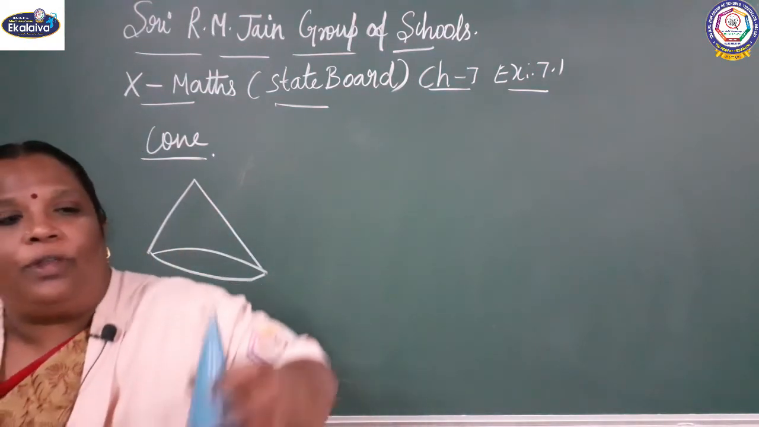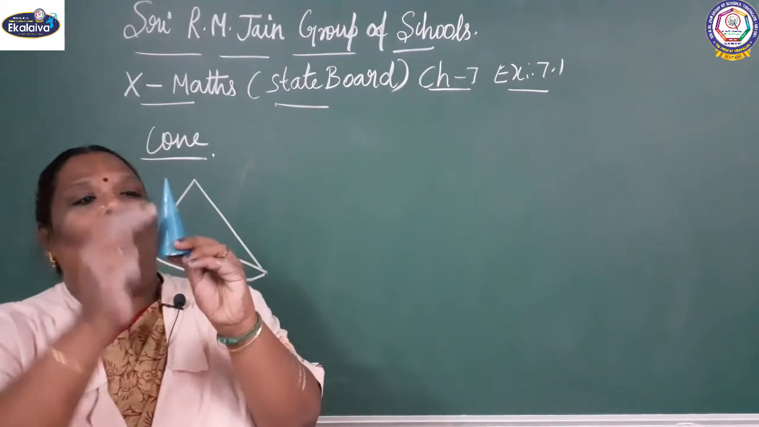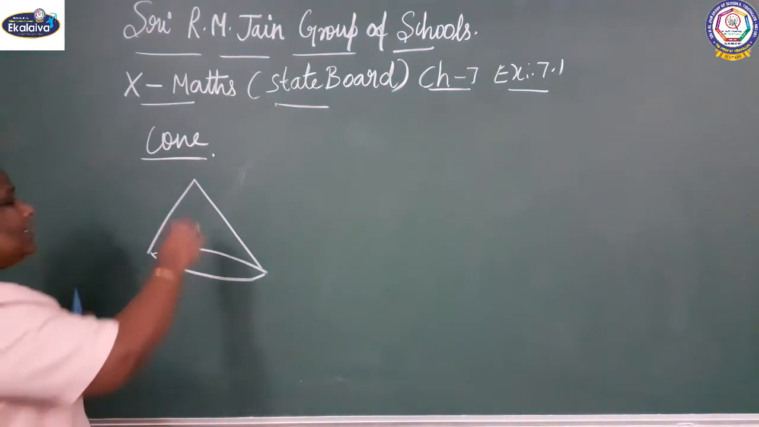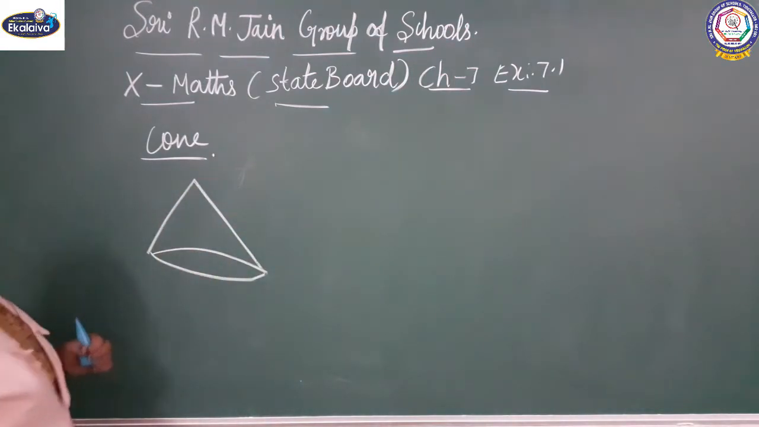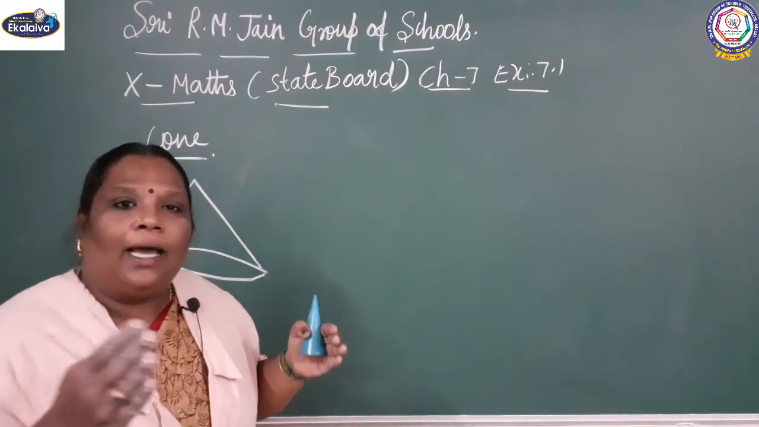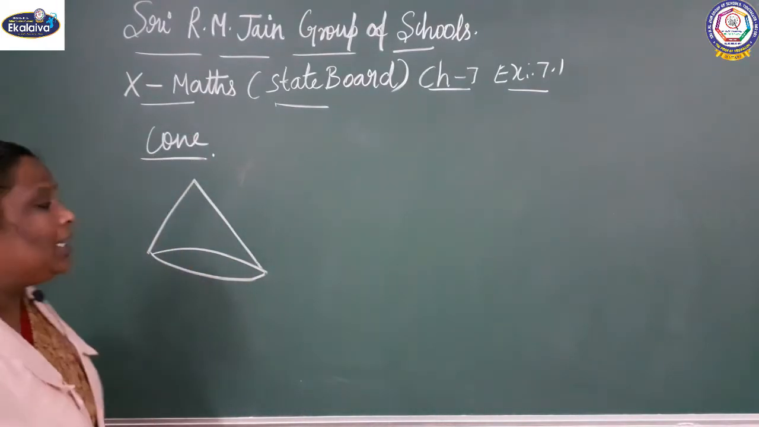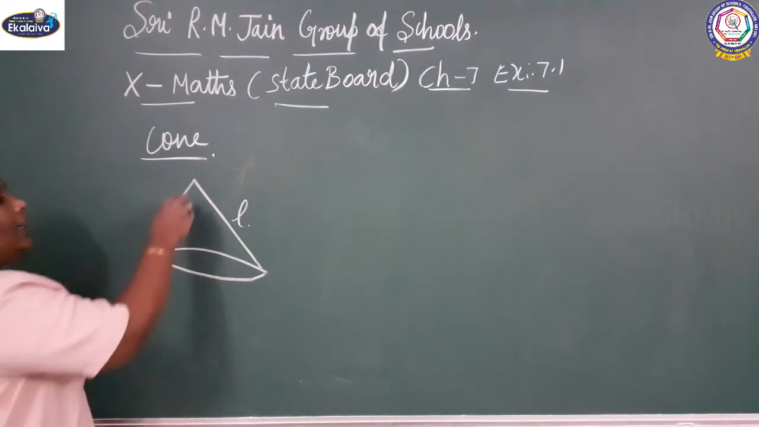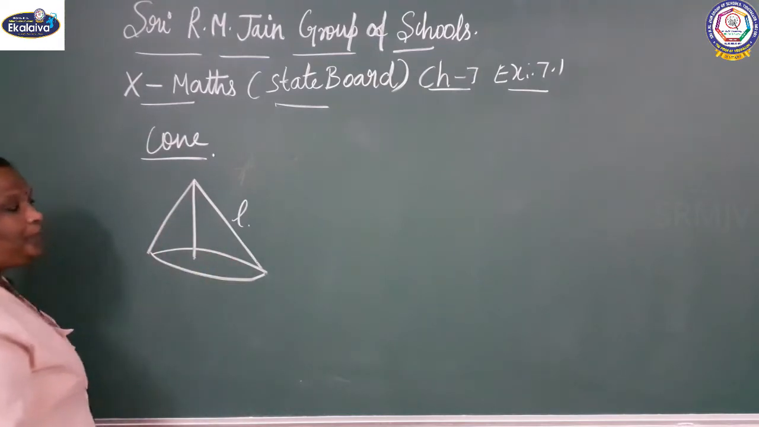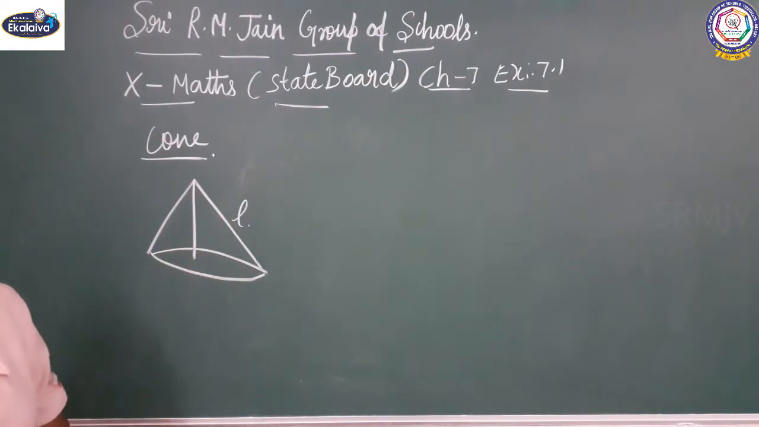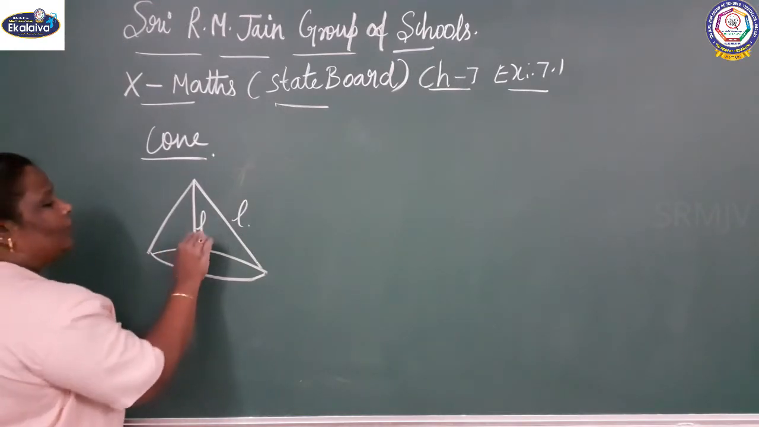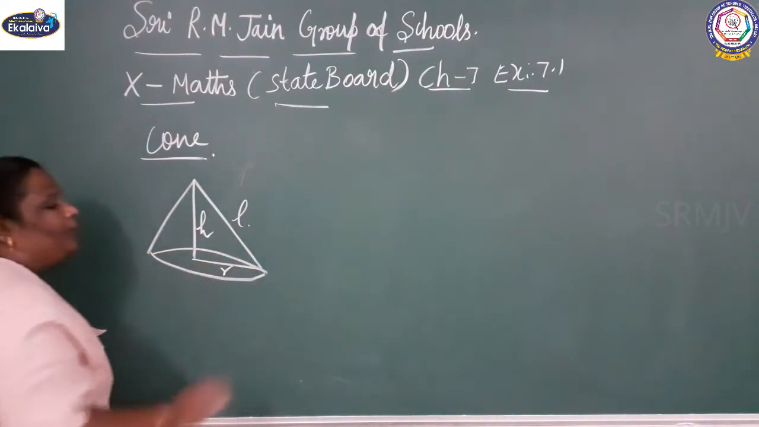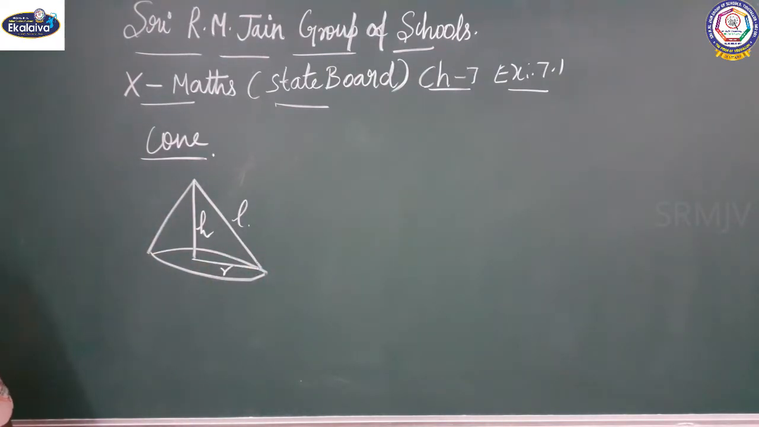See the shape of the cone. This is the slant height. In a right angle triangle, the hypotenuse is nothing but the slant height of the cone. This is the height of the cone, and this is the radius of the right circular cone.